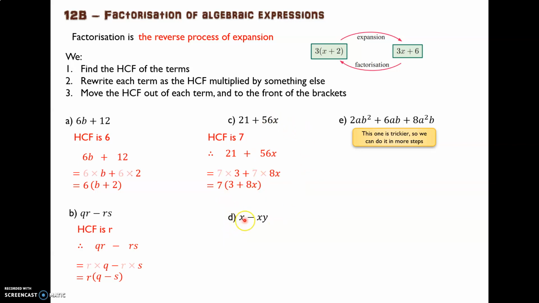Okay, this one here, we don't have any numbers, so we don't have to worry about numbers being in common, but we do have letters. What letter is in common to both this term and this term?